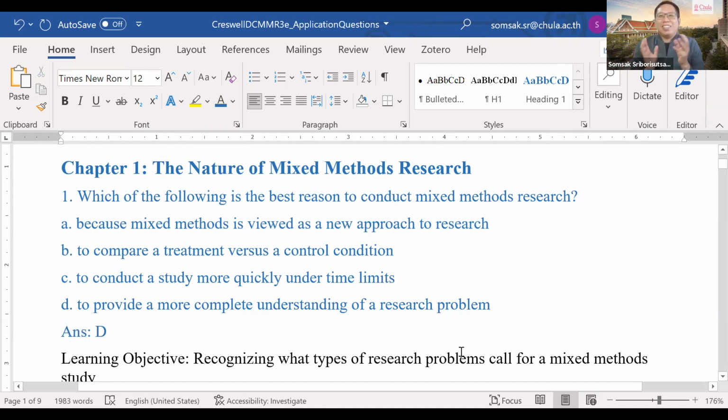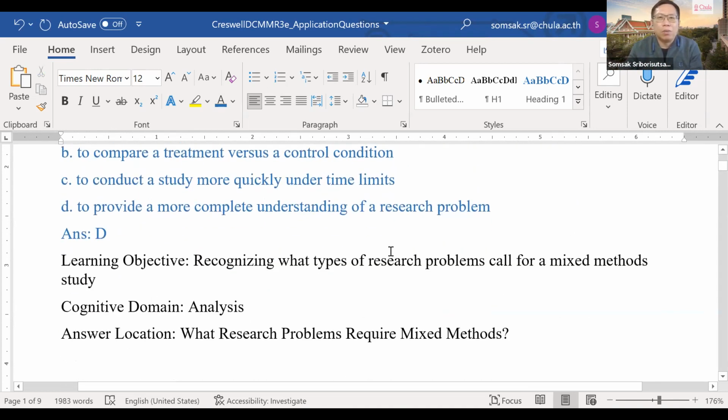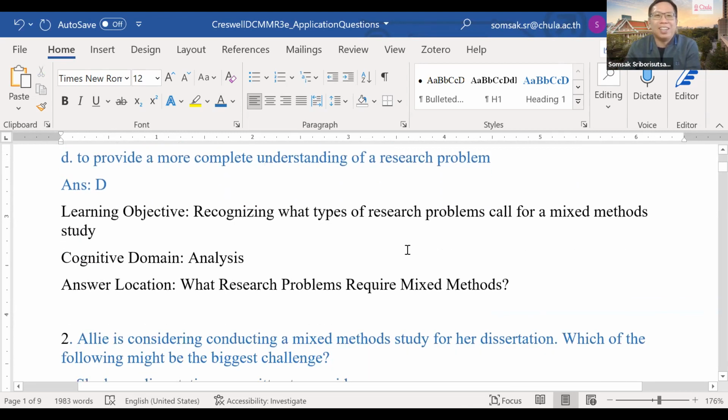So you want to study and to know the complete picture of what you study, because you combine quantitative with qualitative together and you get a complete picture of what you study. Good start. And you put more pressure on Wins and Bookpick now.